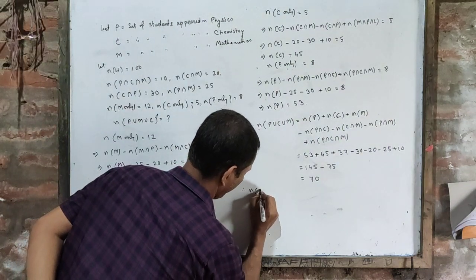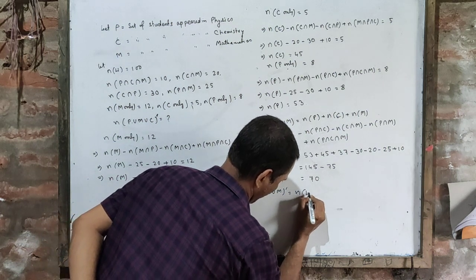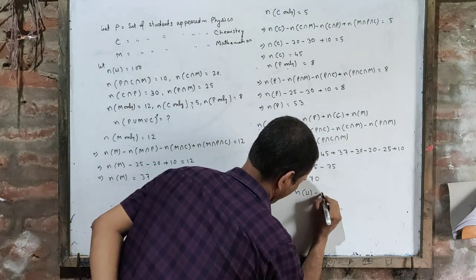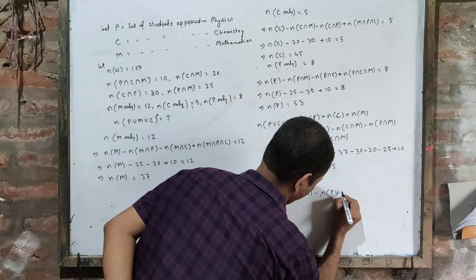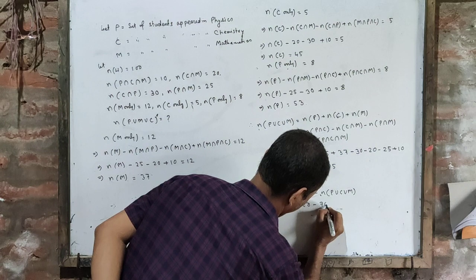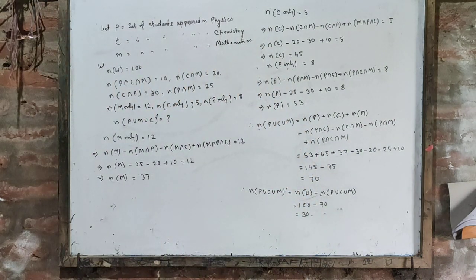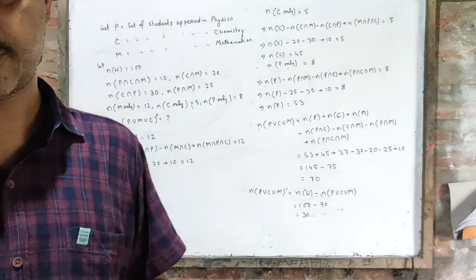Therefore, n of P union C union M whole complement is equal to n of U minus n of P union C union M is equal to 100 minus 70 is equal to 30. So 30 students failed in all the 3 subjects.